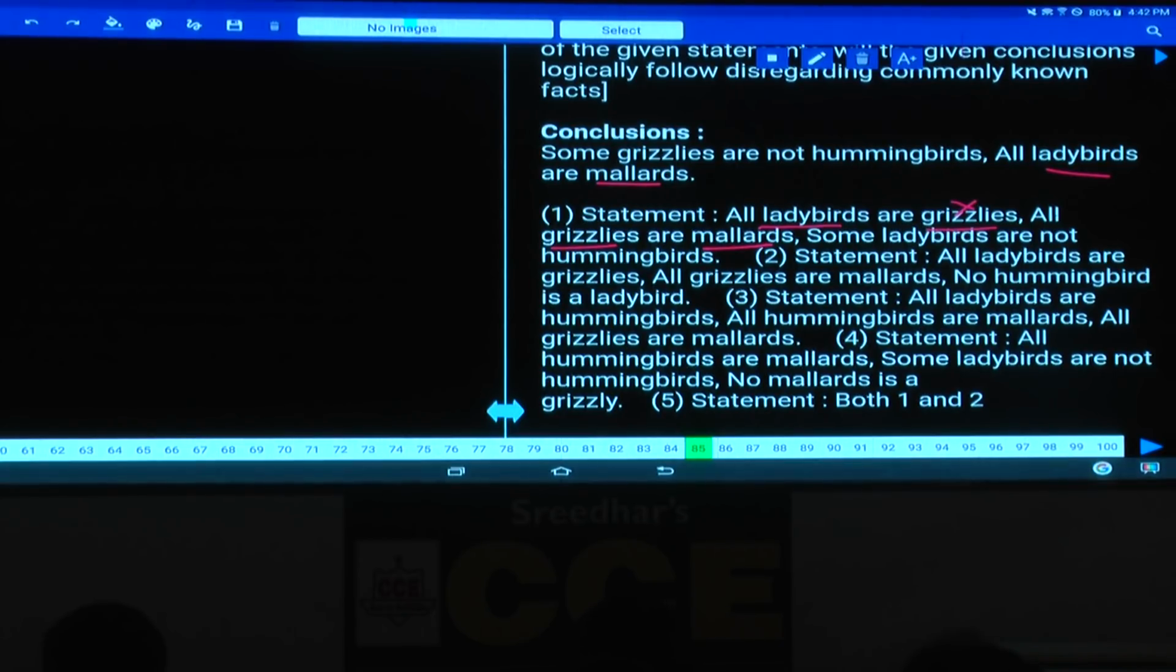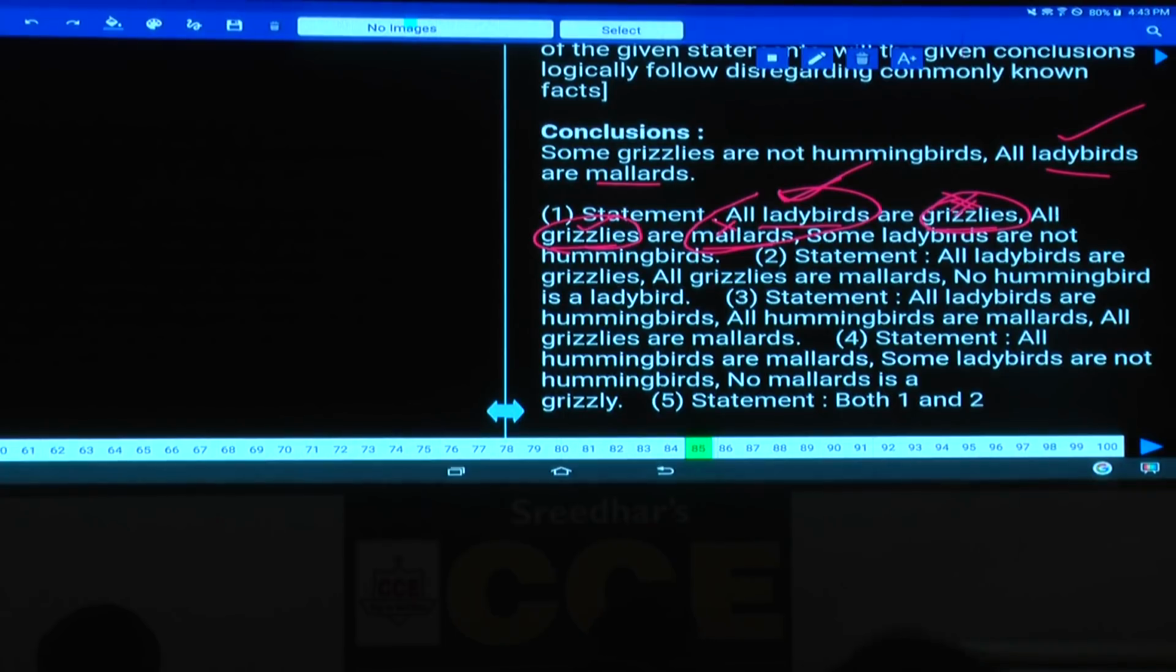Now let us check whether the middle term is distributed or not. In this one, ladybird is tick, grizzle is false. Here grizzle is tick and mallard is false. Middle term grizzle. This grizzle is distributed at least once, hence I can derive the conclusion. The conclusion must be between ladybird and mallard, of which ladybird is tick. Hence all ladybirds are mallards is definitely true. Clear now? Then what is the answer we got here?